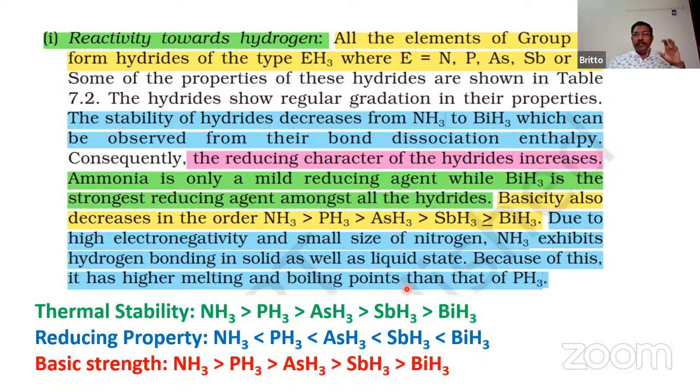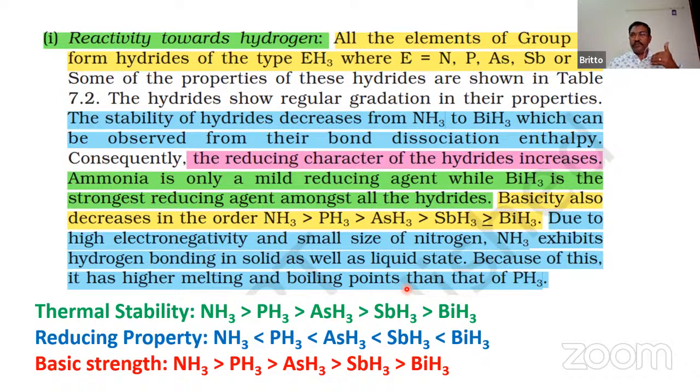ரெடியூசிங் ப்ராப்பர்ட்டிக்கு என்ன பண்ணுறோம், BH பாண்டு வீக்கா எதுக்கு இருக்கு, பிஸ்மத்தில் BH உடைய அந்த டிசோசியேஷன் பாண்ட் வீக்கா இருக்கிறதுனால இட் கேன் ஈஸிலி டொனேட் இட்ஸ் ஹைட்ரஜன். ஸோ ரெடியூசிங் ப்ராப்பர்ட்டி ஜாஸ்தியா இருக்கு. ஓகே, ஒரே ப்ராப்பர்ட்டி தான், தட் இஸ் த பாண்ட் லென்த்தும் சரி, யூ கேன் டேக் இட் அஸ் அ பாண்ட் லென்த், ஆர் யூ கேன் டேக் இட் ஆஸ் த பாண்ட் டிசோசியேஷன் என்தால்பியாவும் எடுத்துக்கலாம்.